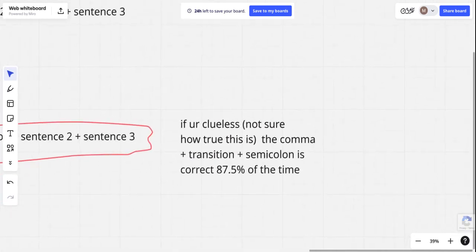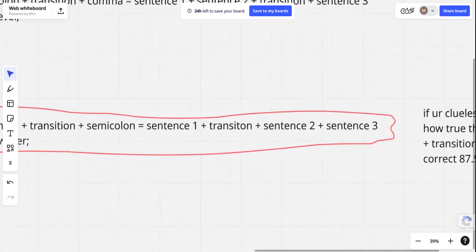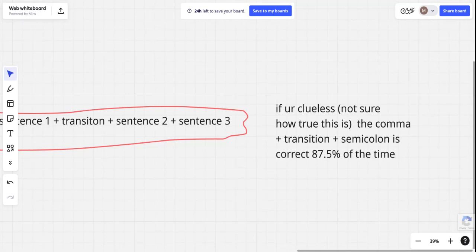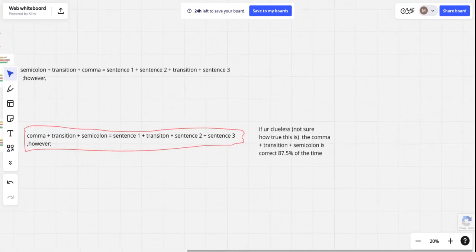But if you are completely clueless, I heard this somewhere. Don't sue me if I'm wrong. I heard that the comma plus transition plus the semicolon is the correct choice 87.5% of the time. Don't know where that number came from, but yeah.